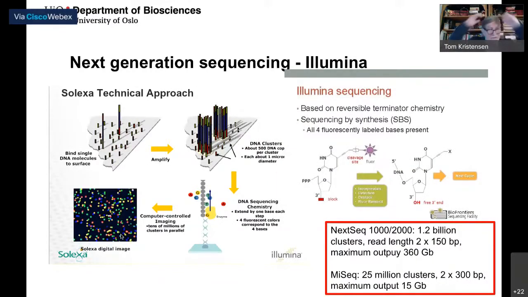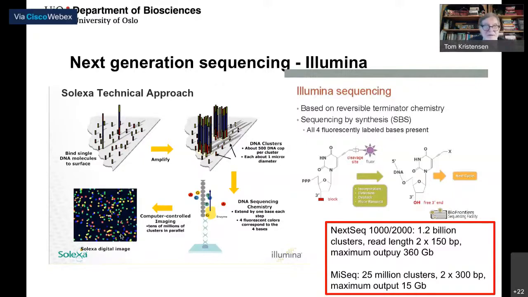But then things happened. New sequencing technologies were developed, and the one I'm illustrating here is the technology used in a company which originally was called Solexa, but which later was bought up by Illumina, which is a big company working with various kinds of instrumentation for genome studies.